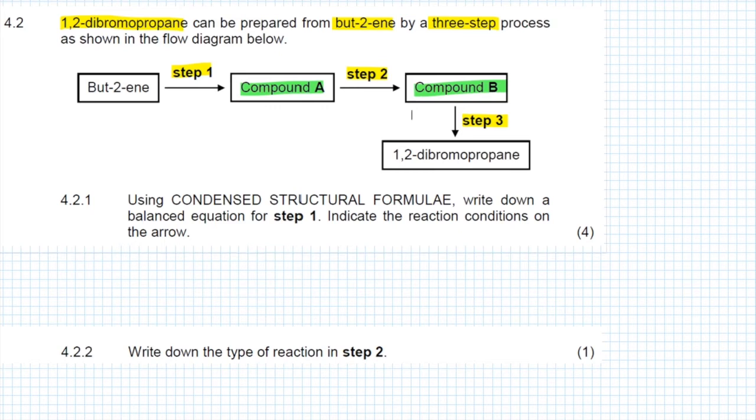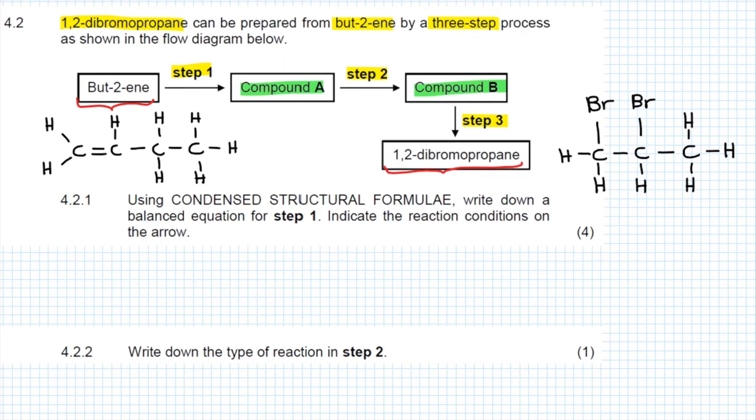But that means that we need to see what is the possible relationship between but-2-ene and 1,2-dibromopropane. So how about we start off by drawing out the structural formulae of these compounds, because we know that the structural formulae give us a better understanding of what is going on. When we look at these compounds, we see that but-2-ene is unsaturated. So the only type of reaction that begins with an unsaturated compound is USA. Unsaturated to saturated is addition. So we know that we're limited in grade 12, and step 1 therefore has to be an addition reaction.